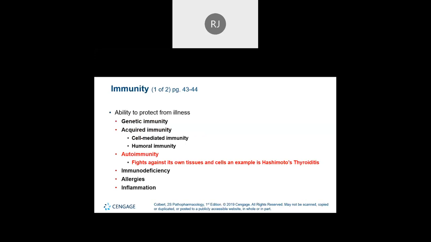On page 43 and 44, we see immunity being discussed. Immunity is our body's way to protect itself from illnesses. Autoimmunity is a situation where the immune system fights against its own tissues and cells. An example is Hashimoto's thyroiditis.